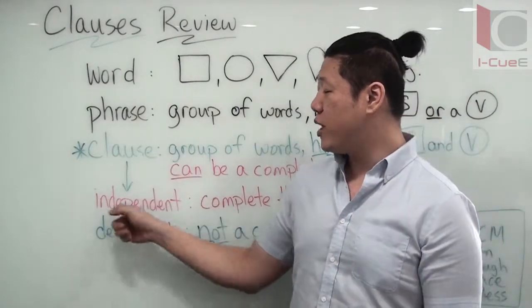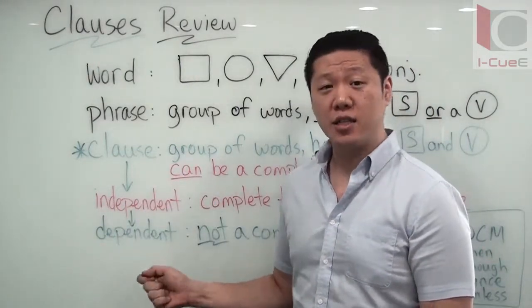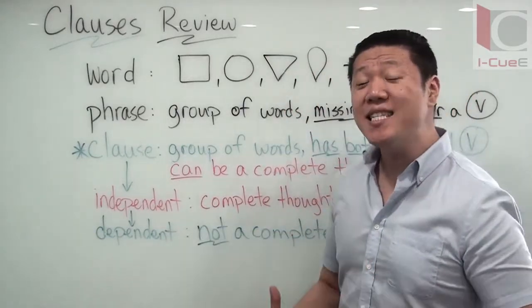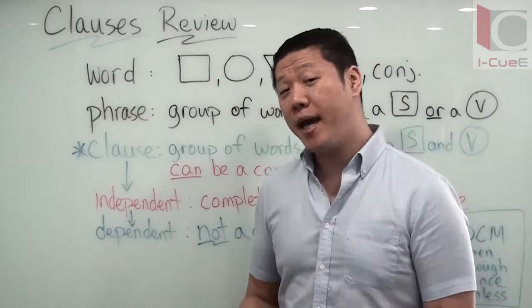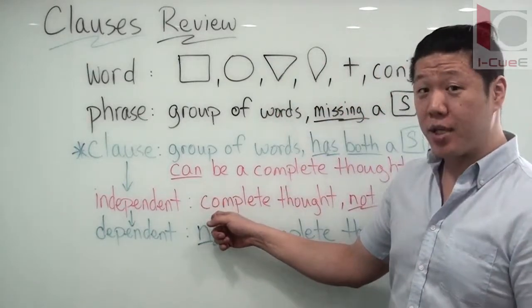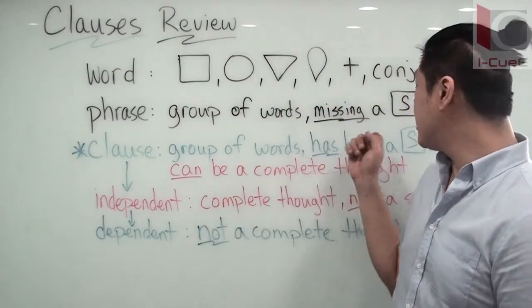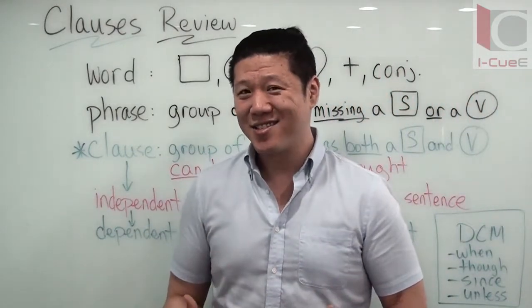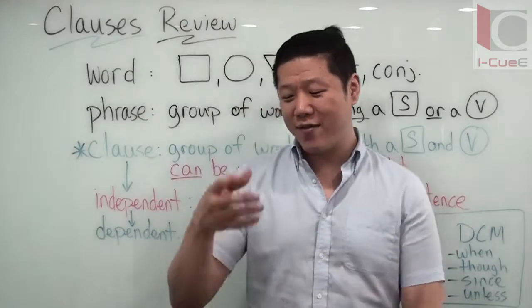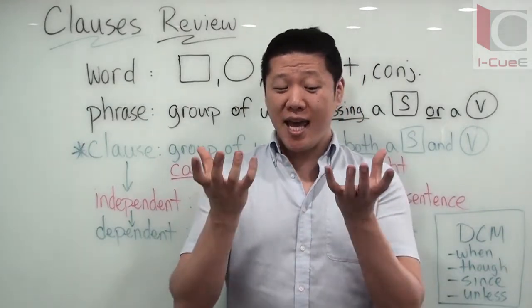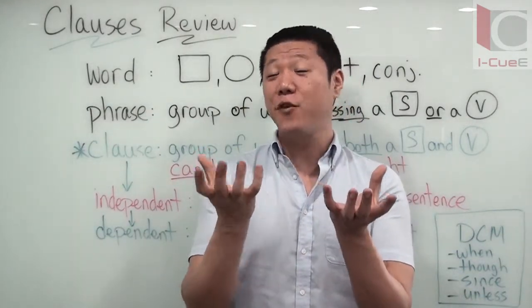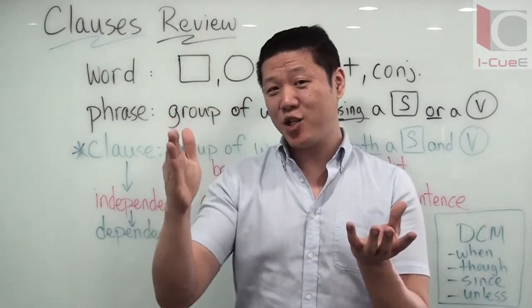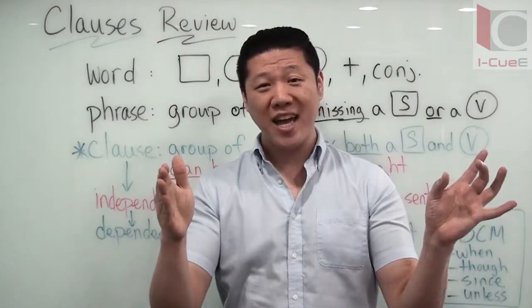Because with our clauses, we have two different kinds of clauses that you should be aware of. The first one that I want you to know is the independent clause. An independent clause is a complete thought because it has a subject noun and a verb. However, it's not a sentence. That's the key. Just because you have a subject and a verb, it could be a sentence if you added two things. You need to have a capitalization at the beginning and a punctuation mark at the end.